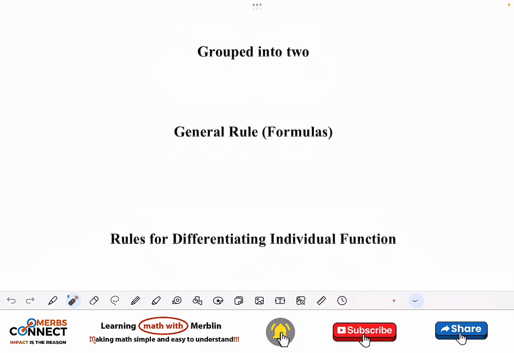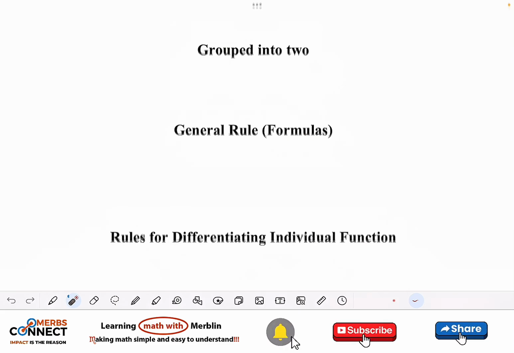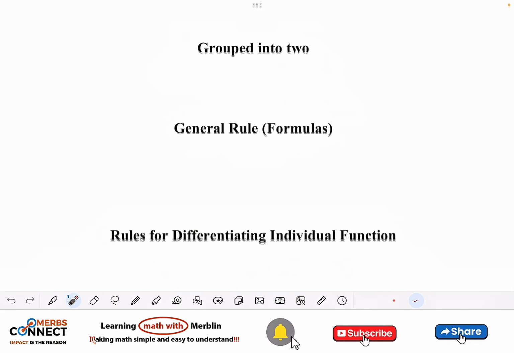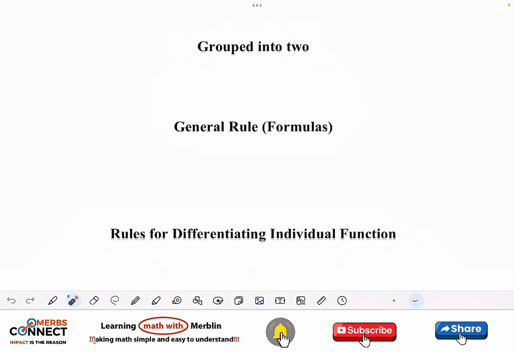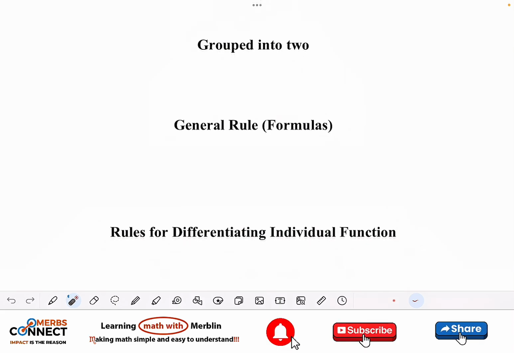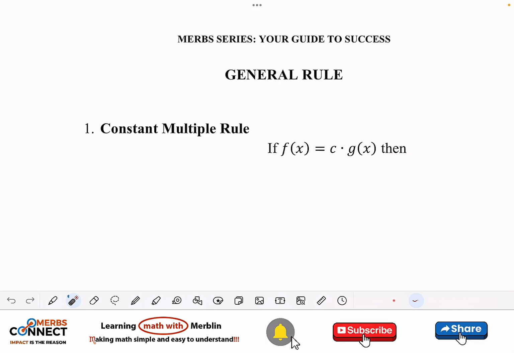So first I'll talk about the general rule. Then as we are going on, you'll see that I'll be adding some to either the general rule or the rules for differentiating individual functions. Let's start. So this is the general rule. The general rule is a formula, like, okay, this is how it's supposed to be. So this is the formula, then I'm done.